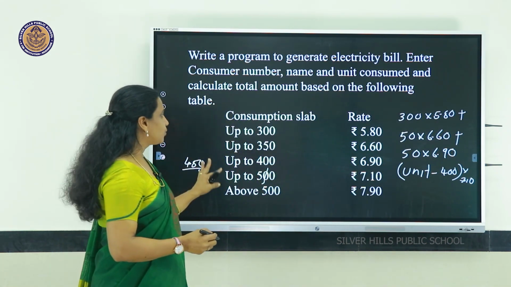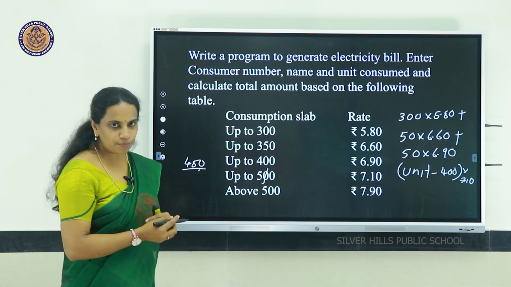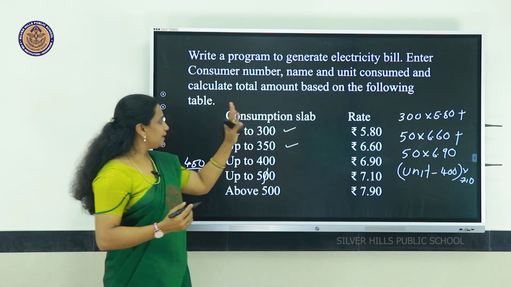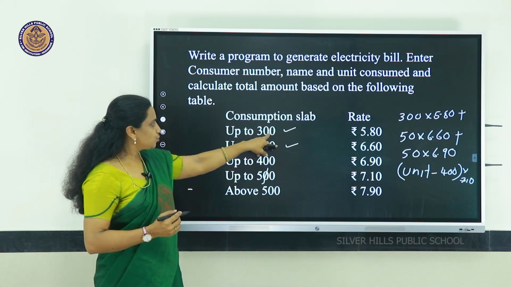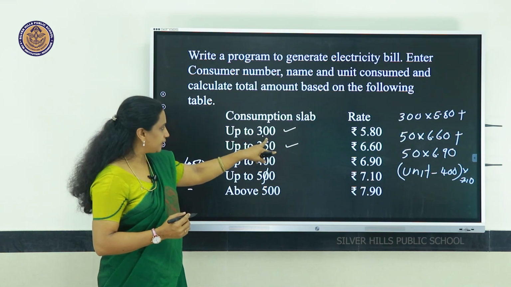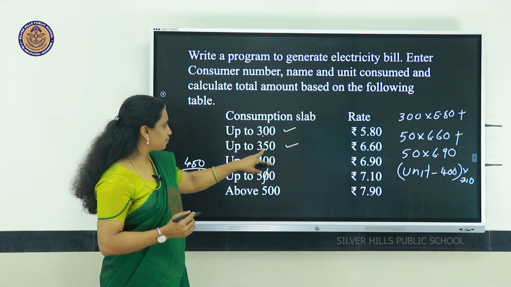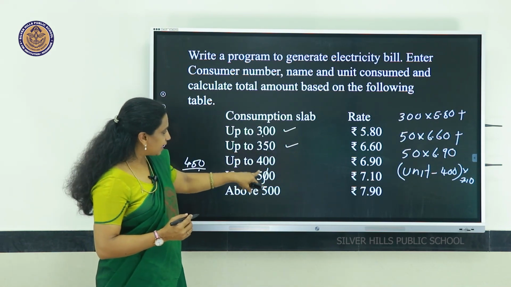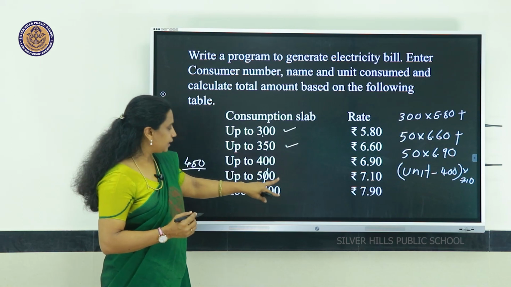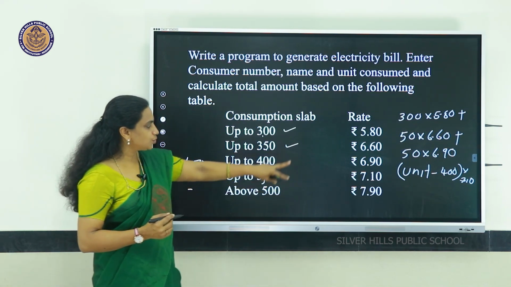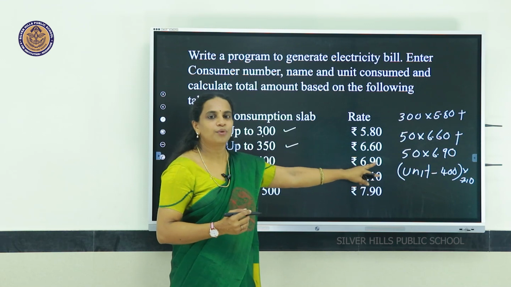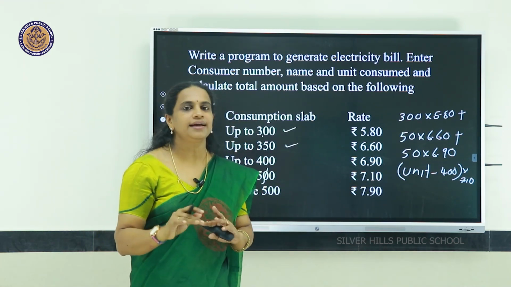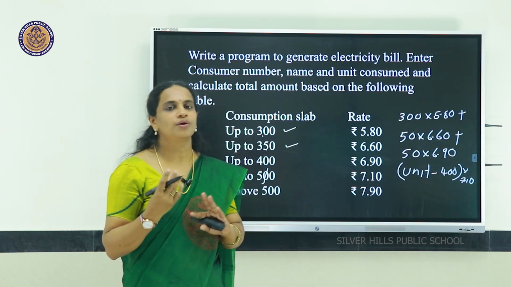This is the calculation followed by the electricity board. Suppose the unit consumed is above 500. How the board is calculating the bill is: up to 300, that is 300 into 5.80, then 50 into 6.60, then 50 into 6.90, then the difference is 100 into 7.10, then unit minus this value into 7.90. This way the board is calculating the electricity bill. That is why we are getting an electricity bill like 10,000 or 7,500 or more than that.